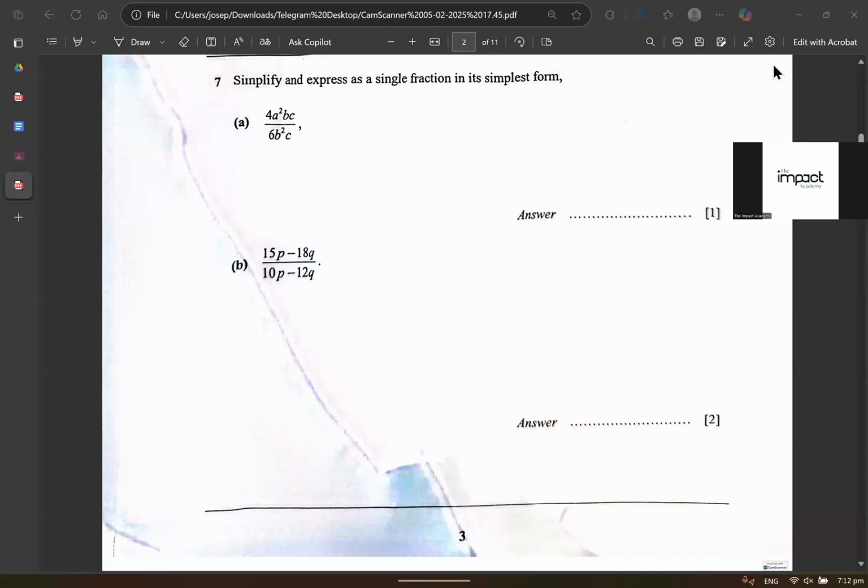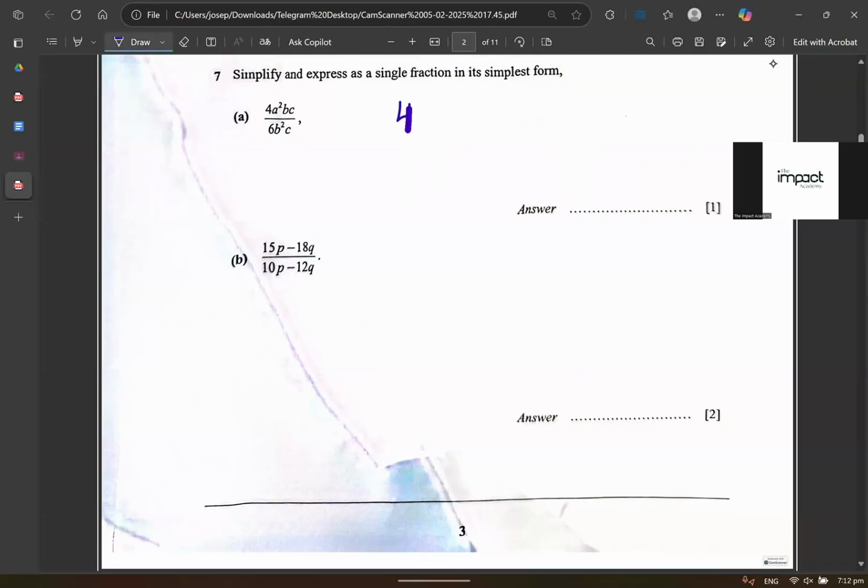Now, how do you do something like that? Very simple. It's just 4a squared bc over 6b squared c, right? All you need to do is to ask yourself which one can be simplified. We always simplify the numbers first. You can simplify the letters first also, but I like to simplify the numbers. 4 over 6, both can be divided by? Make sense? c and c can cancel away.